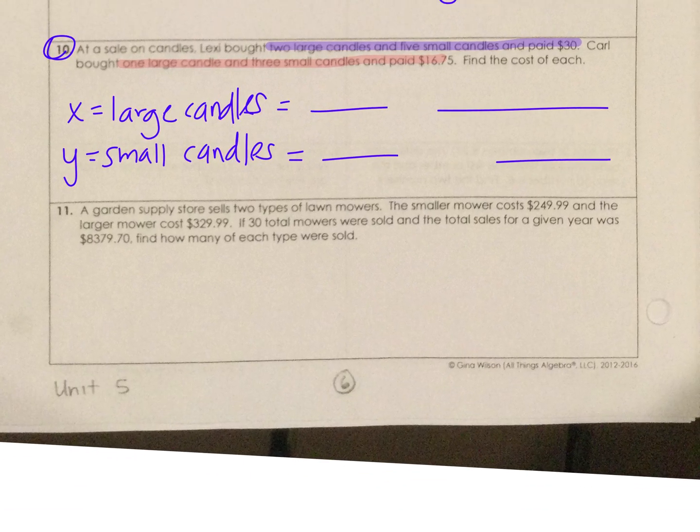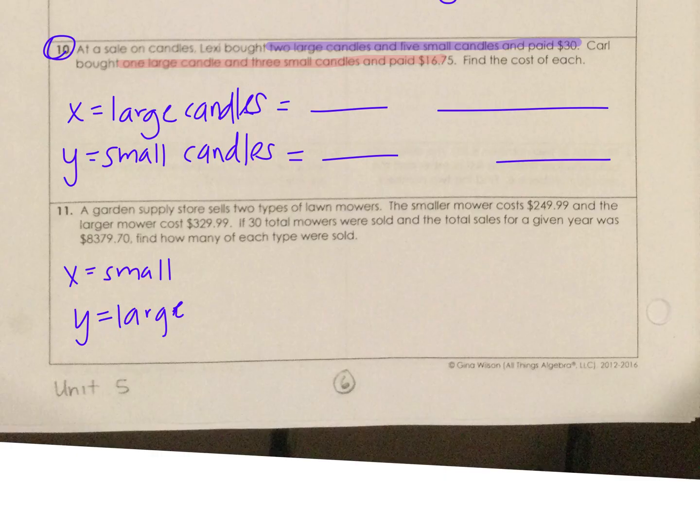We'll do number 11 together again. A garden supply center sells 2 types of lawn mowers. Sorry. Okay, so we've got 2 types of mowers. We've got our small mowers, which cost $249.99. The large, so that'll be our Y, the large mowers cost $329.99. Okay, this one's a little different.